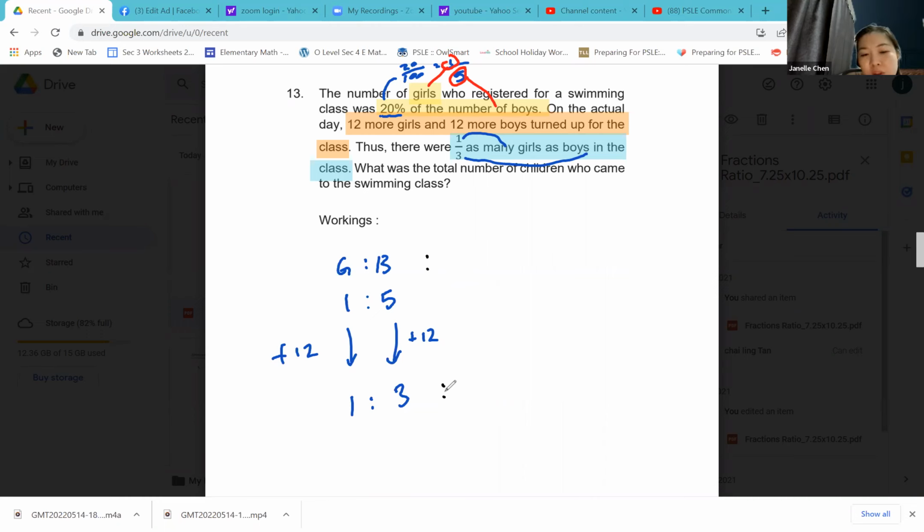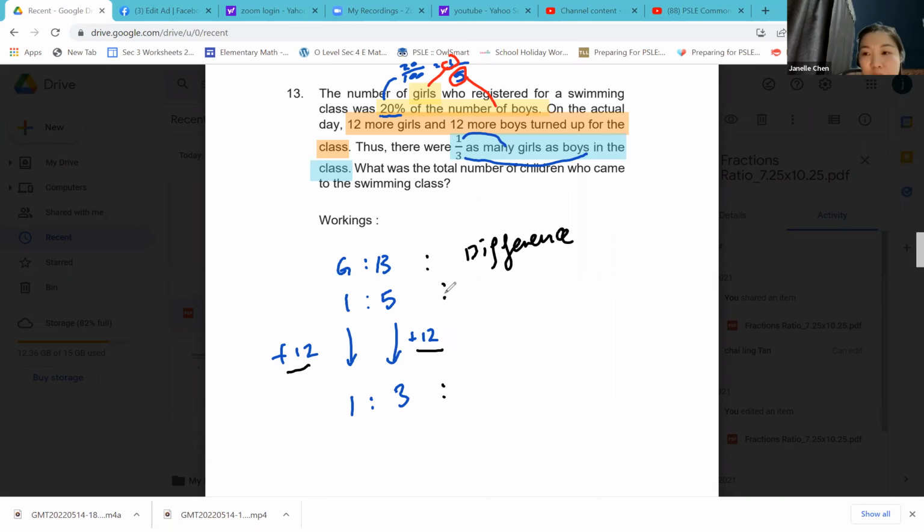Change. But in this case, I think both of them, the girl and the boy, changed. So it means the total also changed. But there's one thing that's unchanged, which is the difference. When we say the difference is unchanged, it means the difference between the boys and girls is unchanged because both of them changed by the same amount. So the difference will be unchanged.